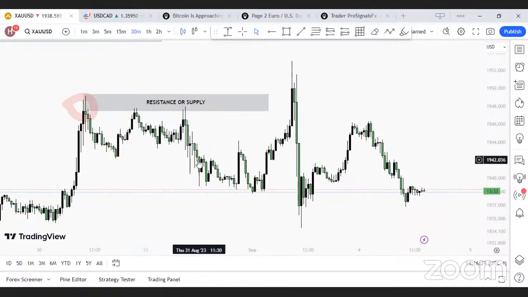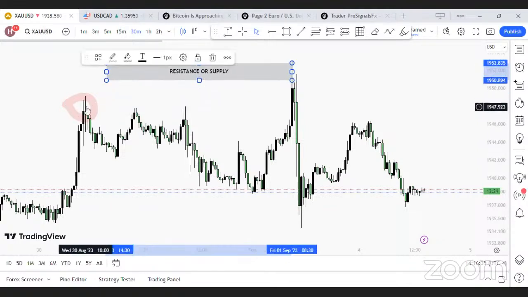How do you know your resistance zone? When the first pause happens, which is this one, you just draw out the zone and see what is going to happen next. Okay, and that is what I did here. Don't worry, we'll come to that. Don't worry, I'll explain it. That was what I did here.